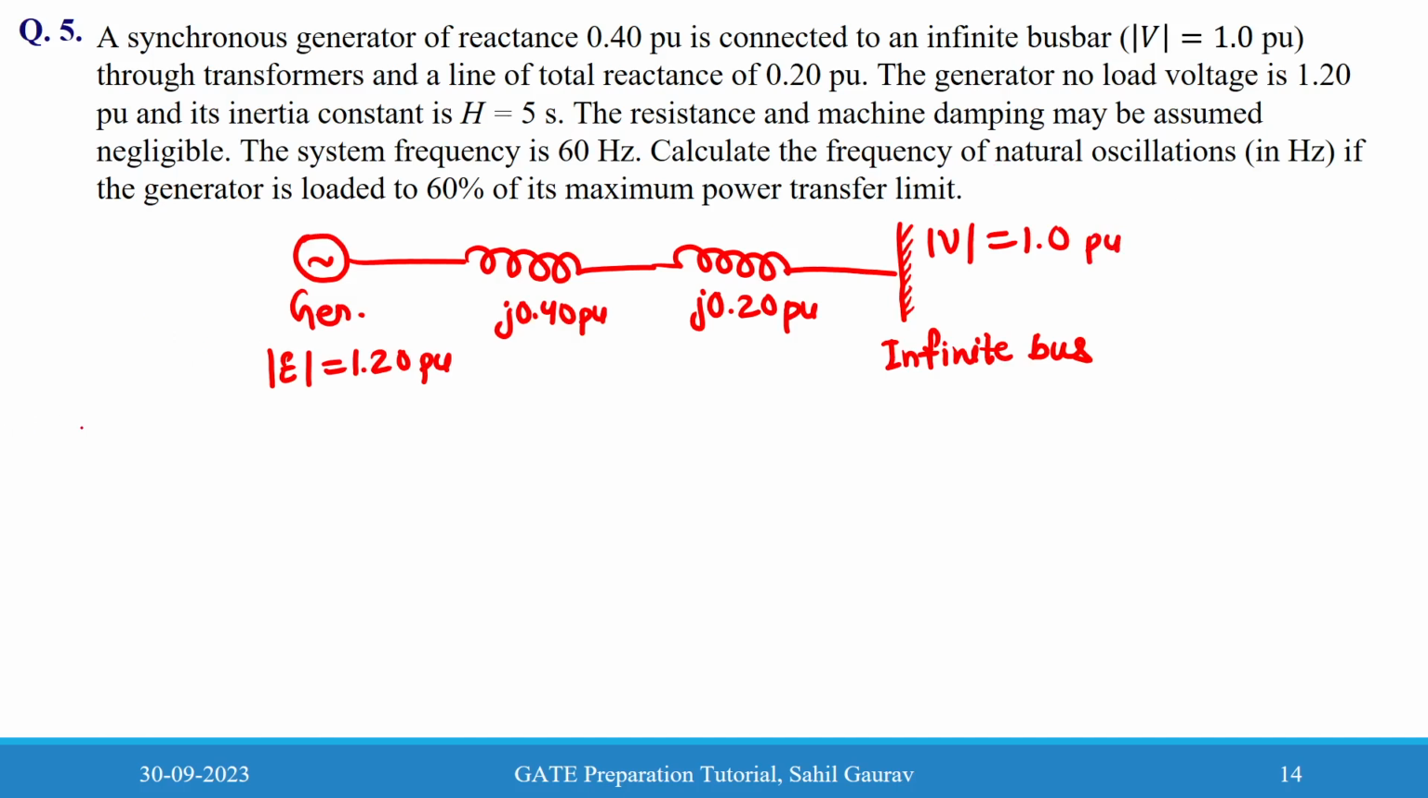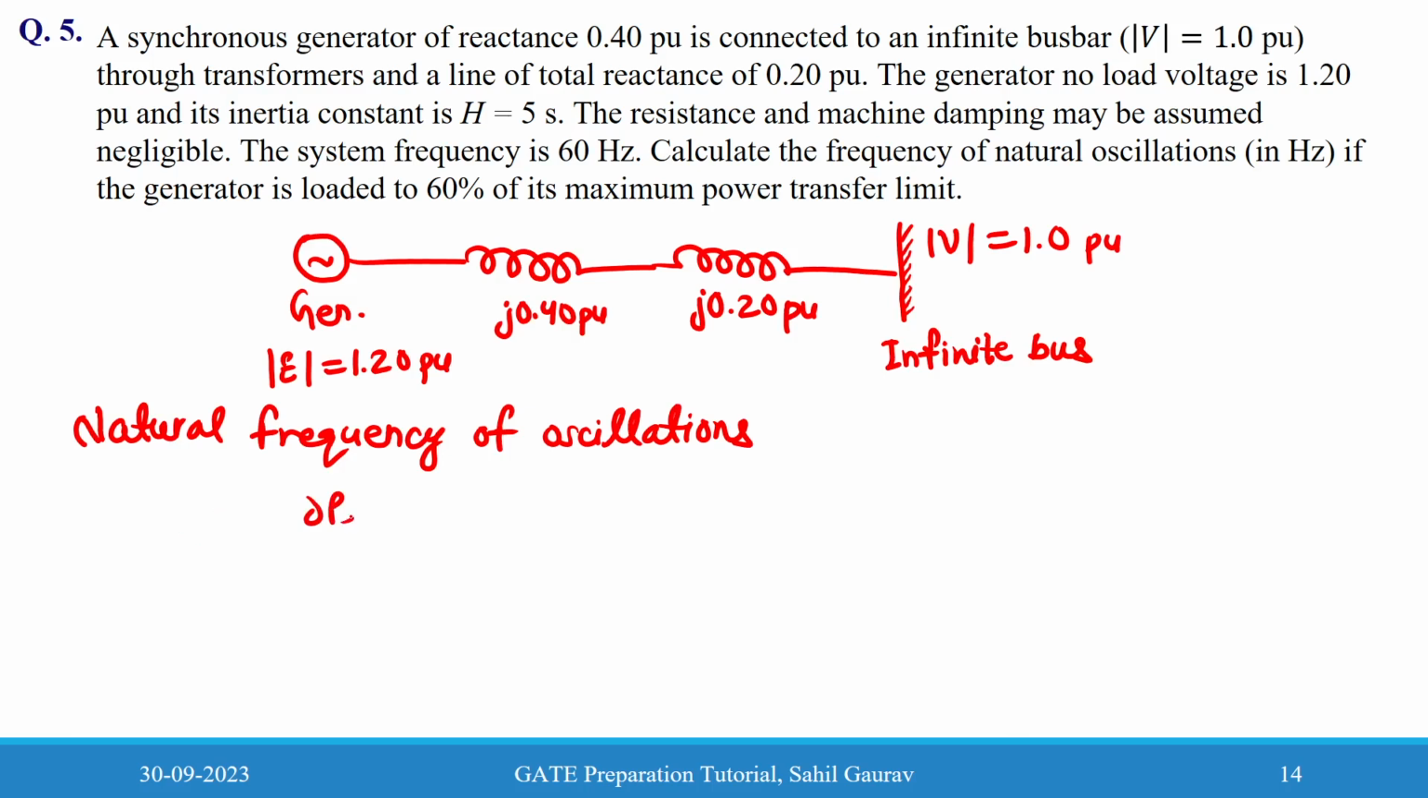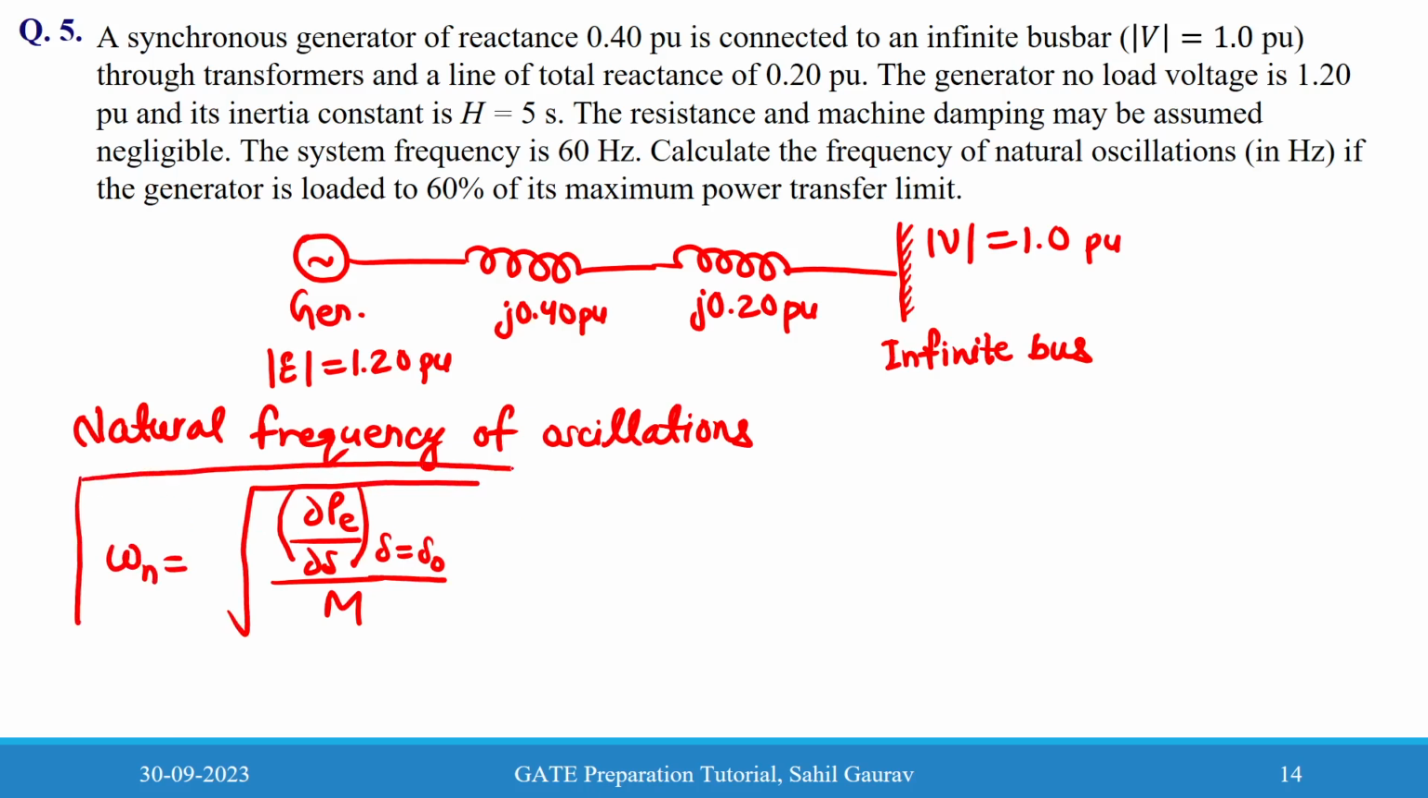So here we know the natural frequency of oscillation, we have seen the expression for it. The natural frequency of oscillations omega n is the square root of the partial derivative of electrical power, del Pe by del delta at delta naught, divided by M. So this we have seen in the starting slides. So now we will apply this one.